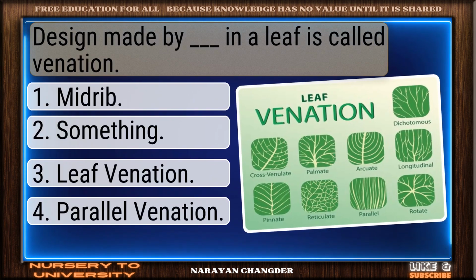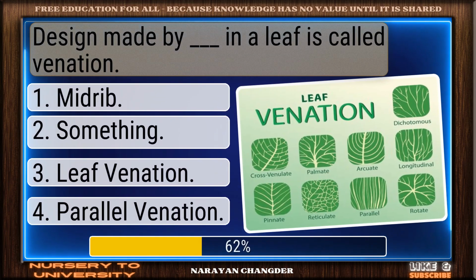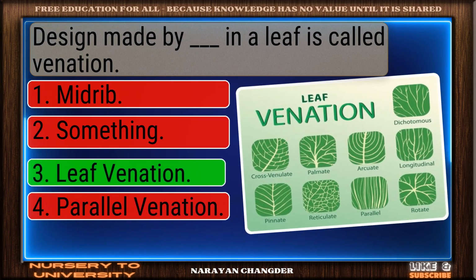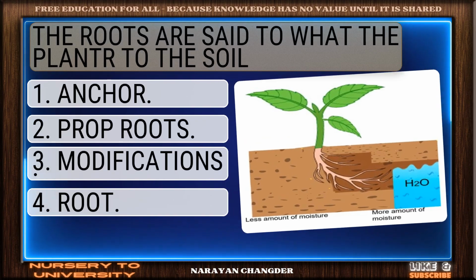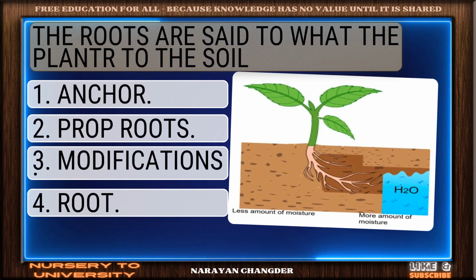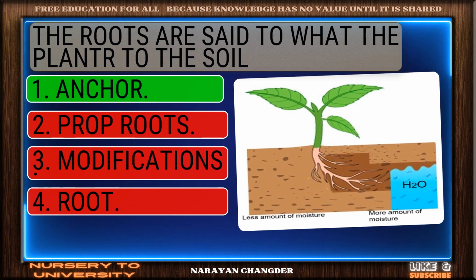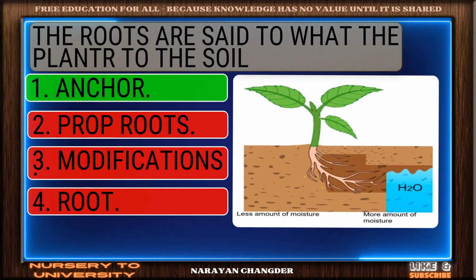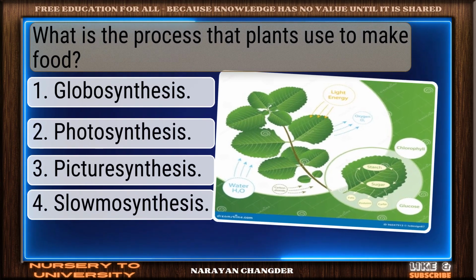Design made by dash in a leaf is called venation. Correct response. Leaf venation is the most accurate answer. The roots are said to what the planter to the soil. Nicely done. Anchor is a solid answer. What is the process that plants use to make food?